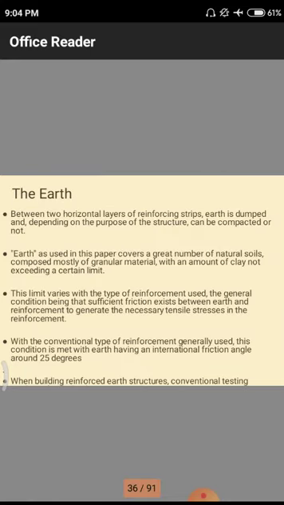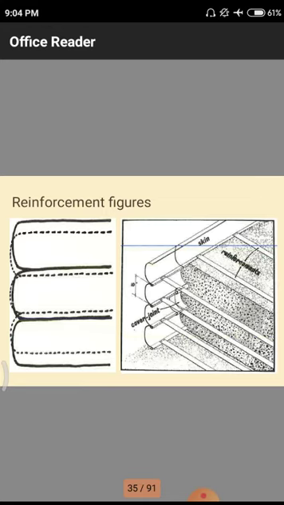Next, the materials. The first one is the skin element, the second one is the reinforcing element, and the third is earth. Normally earth means the filling material, which we call earth material. Between the two horizontal layers of the reinforcing stirrups, in this diagram we can observe there are horizontal layers. For every horizontal layer we use these stirrups, so between these two horizontal layers we have to fill some quantity of earth material.